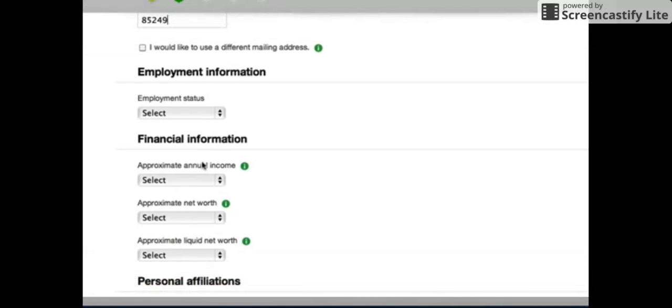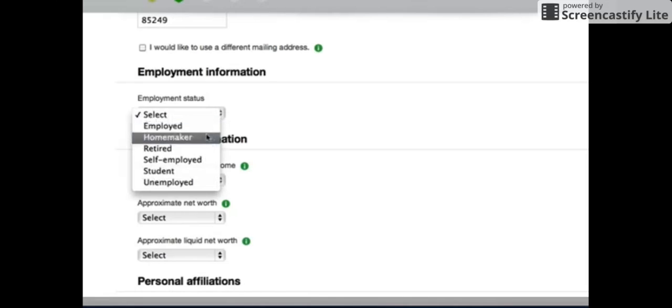You're never going to talk to anyone. No one's going to give you any advice. You're just going to be placing your trades yourself. So this information really has no relevance. So you can put whatever you want here.